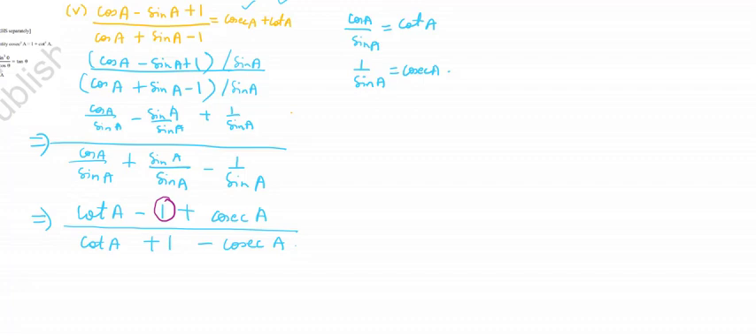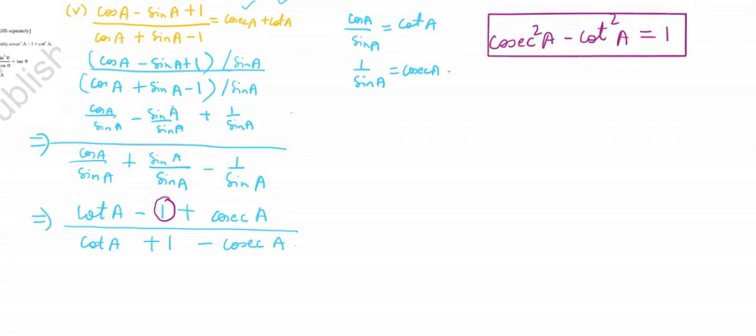We have an identity also in terms of cot and cosec. Which identity? Cosec square A minus cot square A equals 1. So we will use this identity. In the place of 1, I am writing cosec square A minus cot square A, and the other terms I will keep as they are.